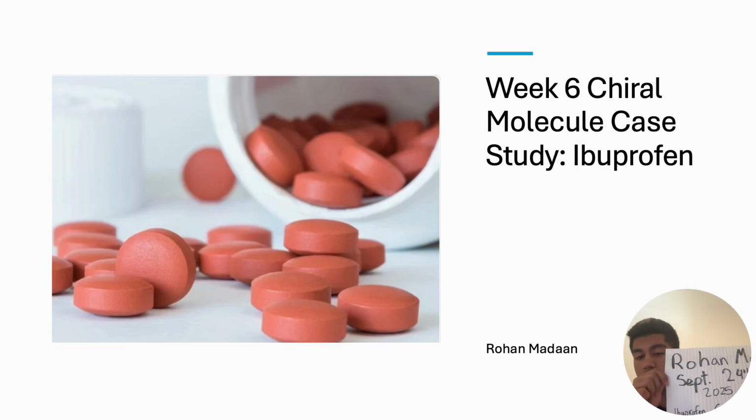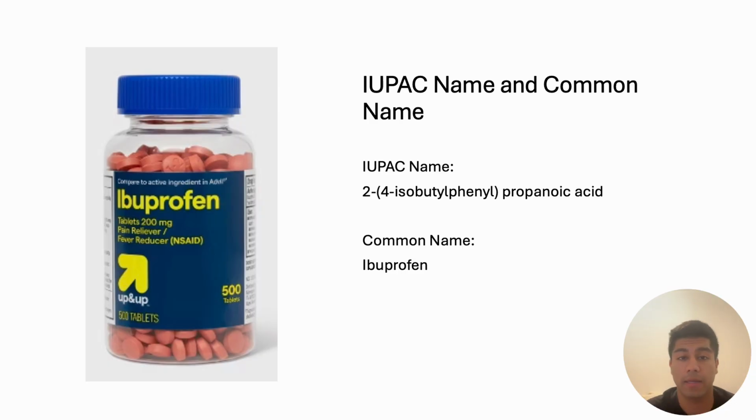Today's date is September 24th, 2025, and today in this video I'll be talking about the chiral molecule ibuprofen. So ibuprofen is one of the most commonly used medications worldwide, and it's an excellent example of how chirality in chemistry affects human health. The IUPAC name of ibuprofen is 2-(4-isobutylphenyl)propanoic acid. Its common name, which you'll easily recognize, is simply ibuprofen.